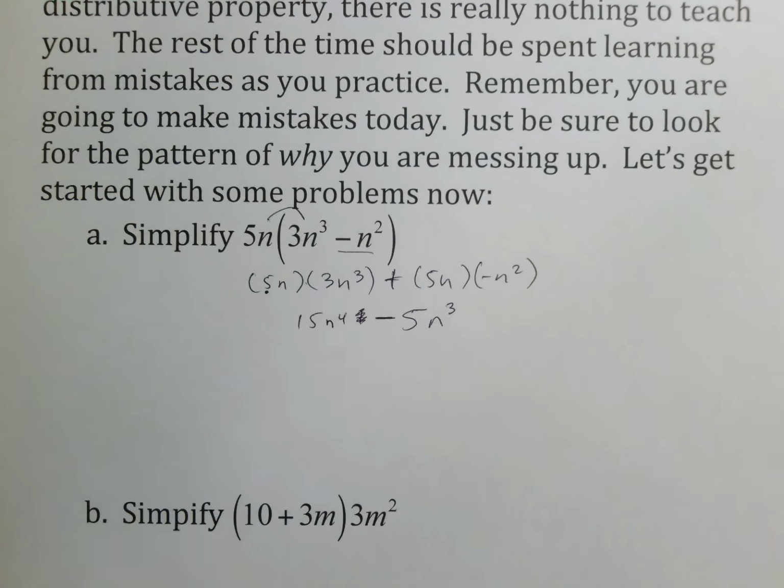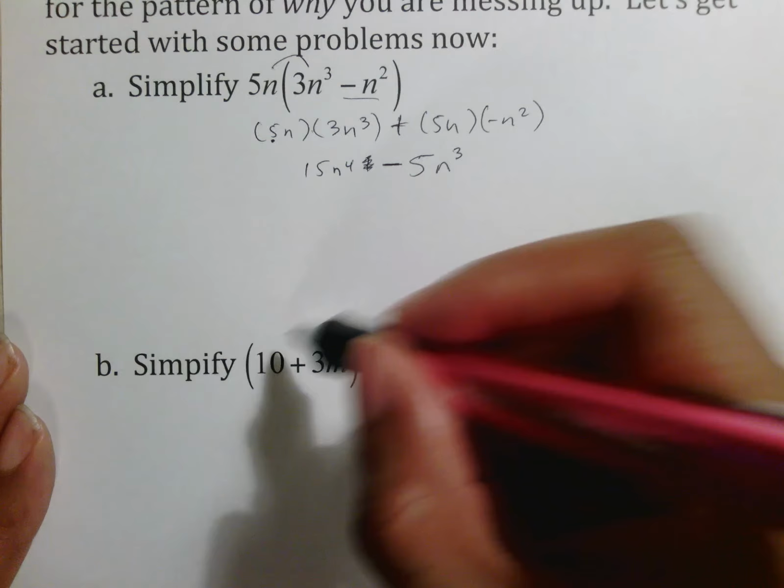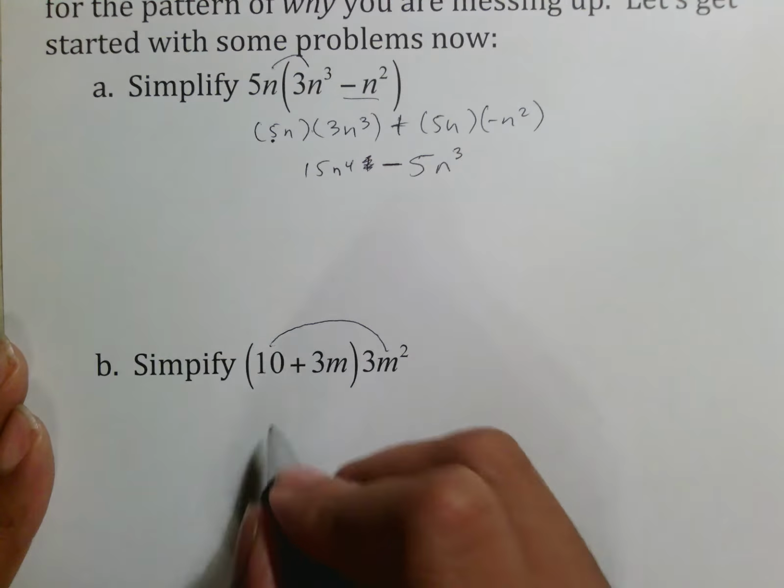B. Even though this is back here in the back, you are still saying that 10 is going to meet 3m squared.